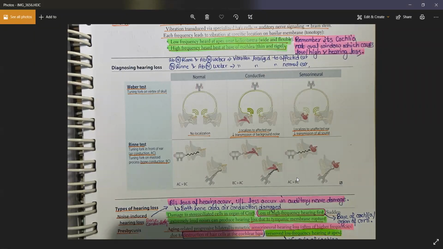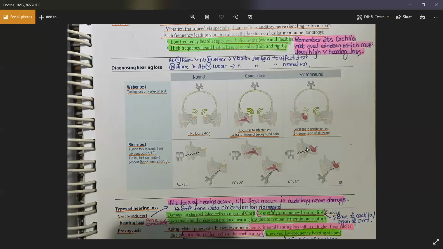Now, when I put the tuning fork on the vertex of the skull, where can I have the localization? Better ear. Exactly, on the better ear, because on the abnormal ear, I cannot sense the bone conduction, I cannot sense the air conduction, but on the normal ear, I can sense both the air as well as the bone conduction. So the localization, or I can say I will hear more vibration, on the normal side, because the normal ear is normal and the affected ear cannot hear anything, right?